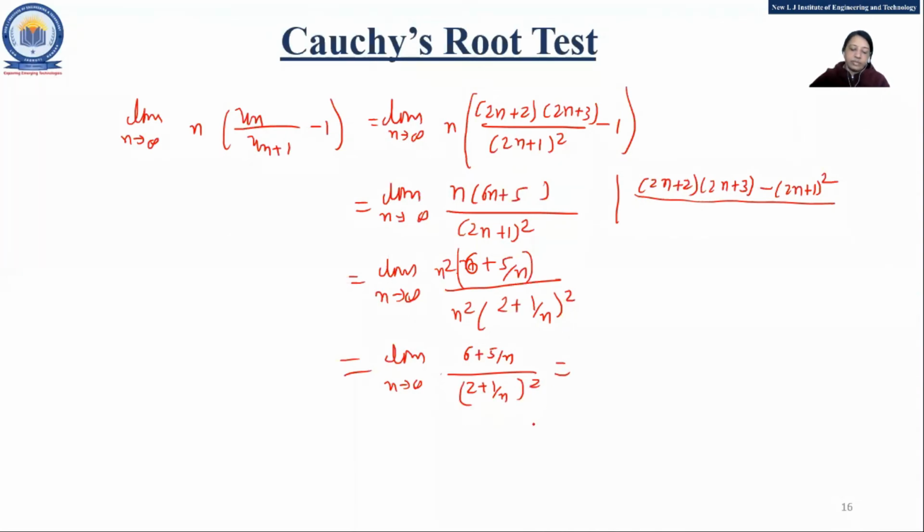So what is the answer of this? See, n is infinity, so 5 by infinity is 0, and 1 upon infinity is 0. So 6 upon 4. So you will get 3 by 2, and 3 by 2 is greater than 1. So using the RAP test, it is convergent. We'll write using which test? RAP test. It is convergent.